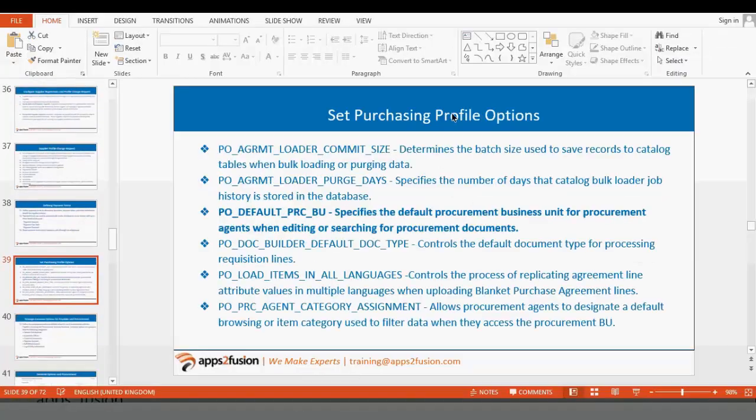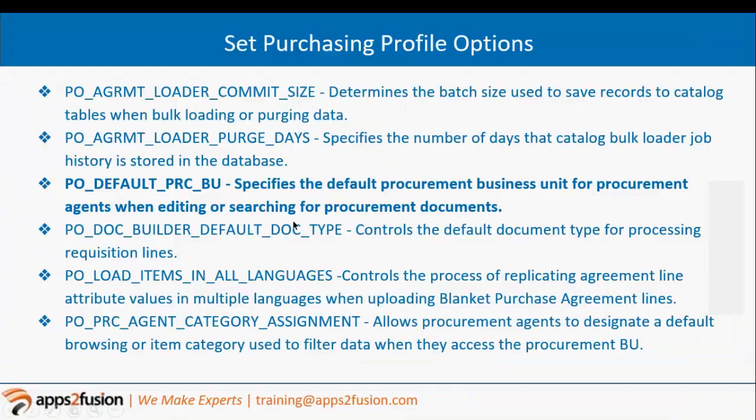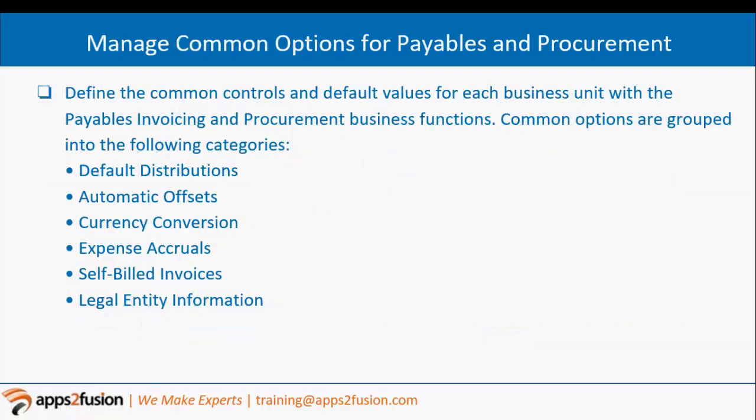Then these are the profile options which you can go through later on. I've given the description. The only important one here is for defaulting your business unit. None of these are mandatory. You can optionally set it up. So if you want to default your procurement business unit for specific procurement agents, you can set up this particular profile option, PO default procurement business unit. So these are for your reference that you can visit later on.